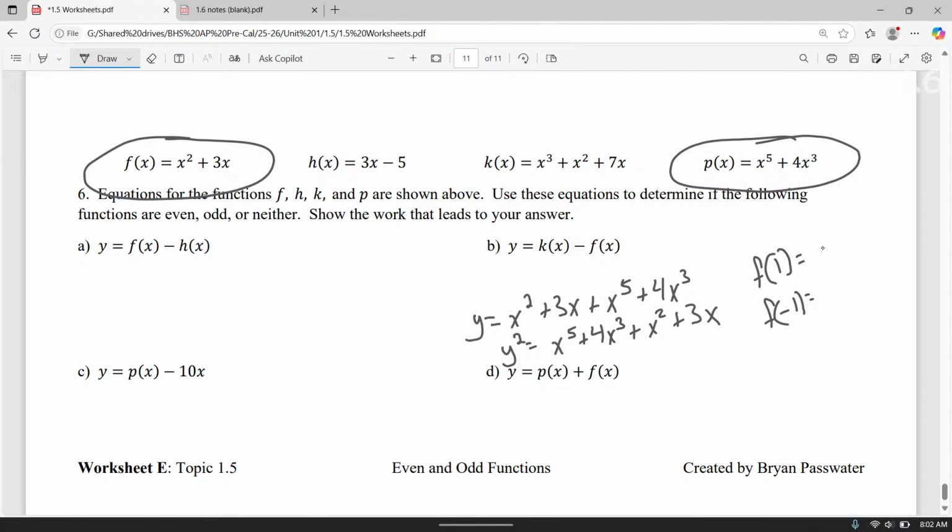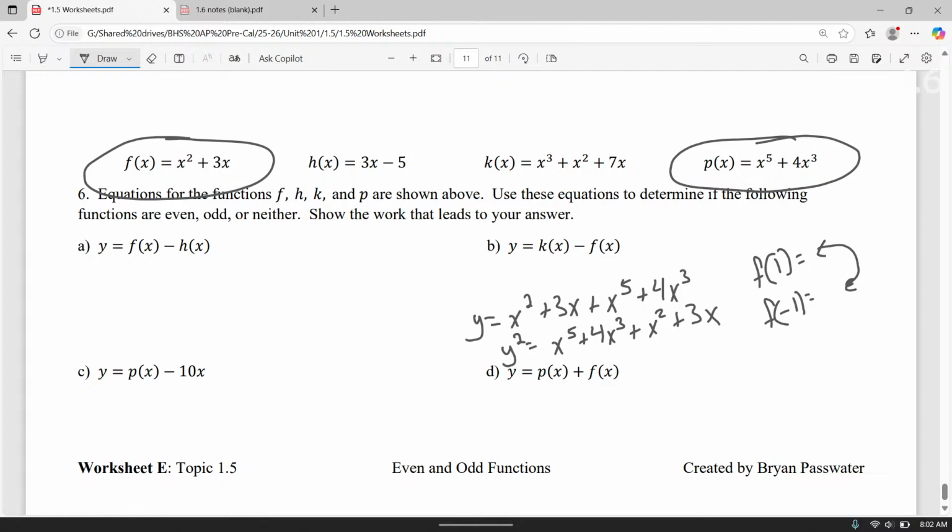If you get the same thing, it's even. If you get opposite, like a -4 and a +4, it's odd. And if you get something else, it's neither. There's a whole lot more neithers than there are evens and odds.